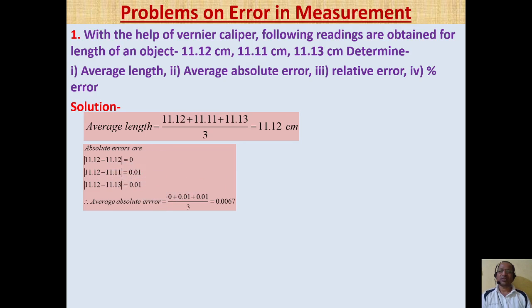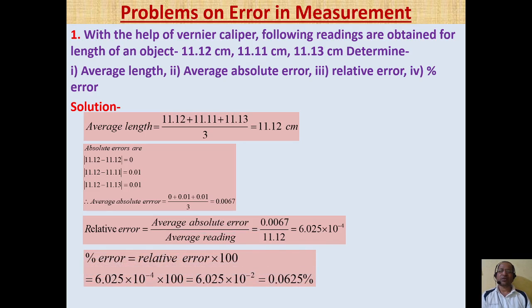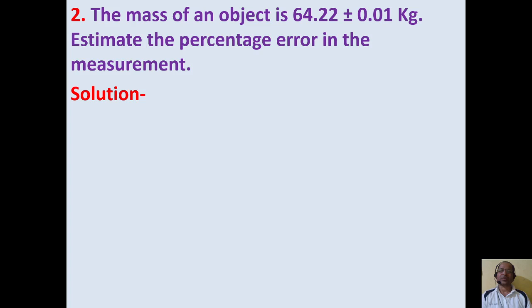From all absolute errors, find the average absolute error. Third, we have to find the relative error by using the formula average absolute error upon average reading, and then we can find the percentage error using the formula relative error into 100. So the final value becomes 0.0625%.